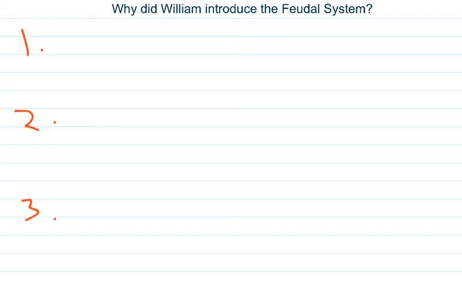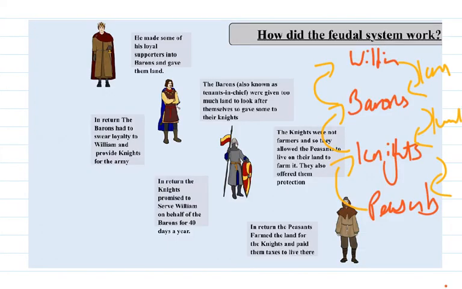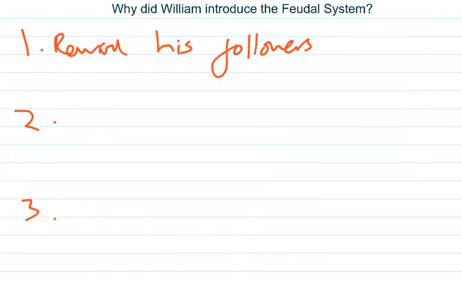Alright, let's see if what you've got matches what I've got. Why did William introduce the feudal system? The first one is to reward his followers. When he crossed the English Channel, he had thousands of men agreeing to follow him, and he had to reward them. These were his tenants-in-chief and his knights, and they both get land. The tenants-in-chief get land from William, and the knights get the land from the tenants-in-chief. So he was rewarding his followers.